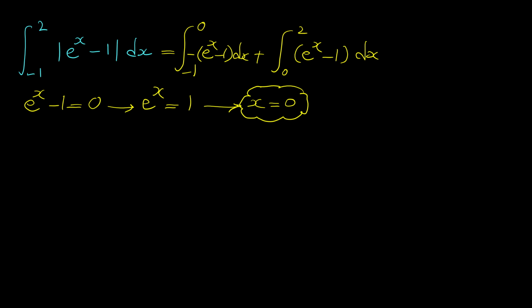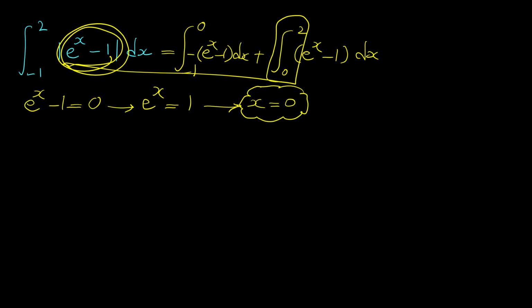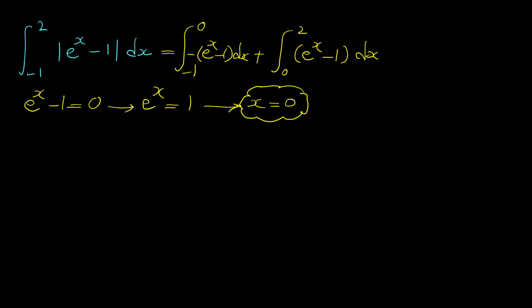For example, why from 0 to 2 is this expression positive? Consider a random number between 0 and 2, like 1. If you plug in 1 in that expression, then we have e to the 1 minus 1. We know that e is almost 2.7. 2.7 minus 1 is 1.7, and it is positive. And because in this region, from 0 to 2, it is positive, we can guess that in the other region, which is from negative 1 to 0, it should be negative.